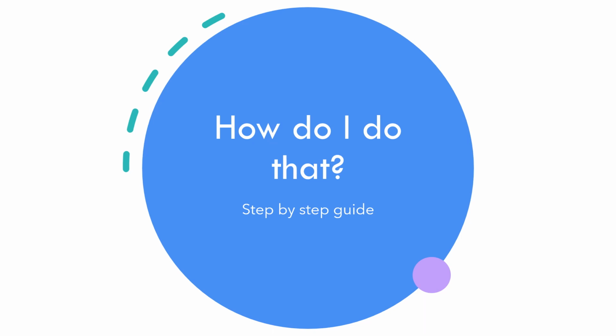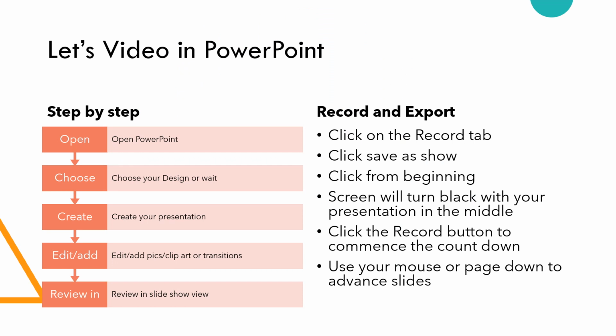How do I do that? Here's your step-by-step guide. Open PowerPoint. Choose your design. Some people like to wait until the end to choose the design. That's fine, either way you prefer it. Create your presentation. Edit, or add pictures or clip art for transitions, but don't go crazy. Review in slideshow view. Make sure you spell check and watch your formatting for consistency.